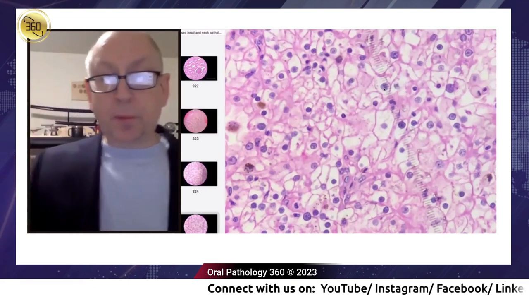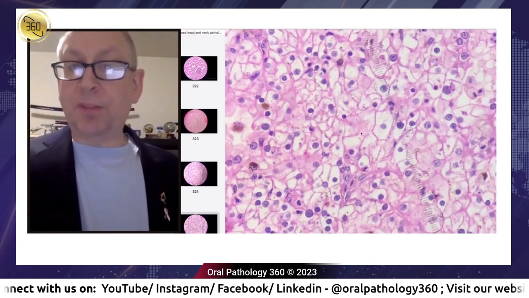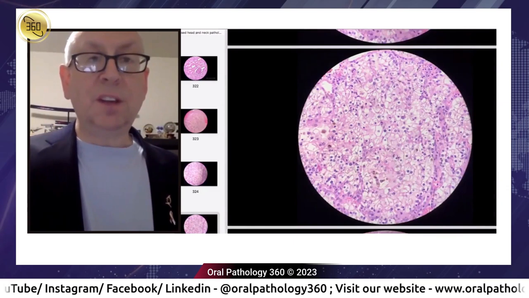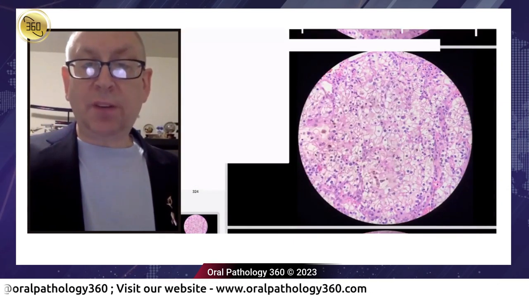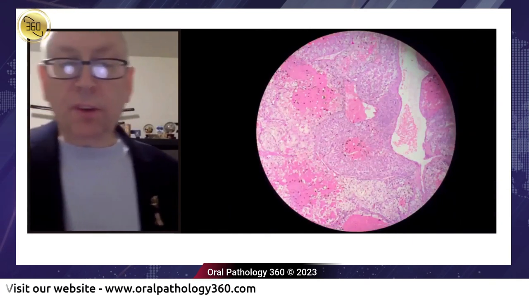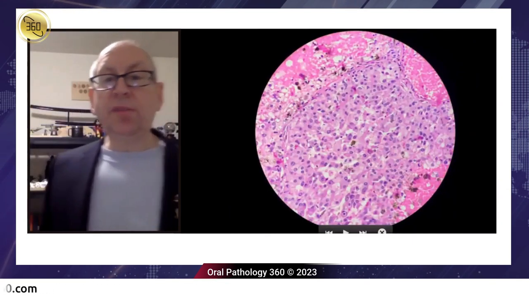Because I'm going to talk about the Furman grading system in a minute. This is outside my scope, but I'm comfortable enough with this having seen a couple of cases. So I did some fancy photography with my ocular. In other areas, it looks a little bit more solid, but the nuclear features are still the same.